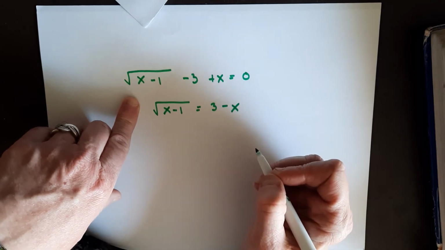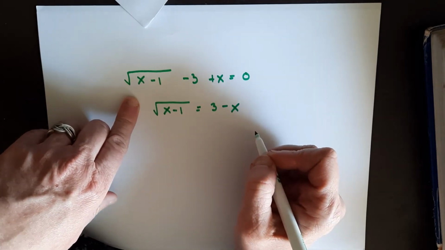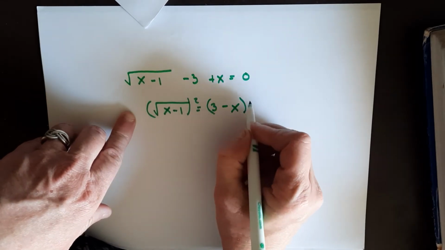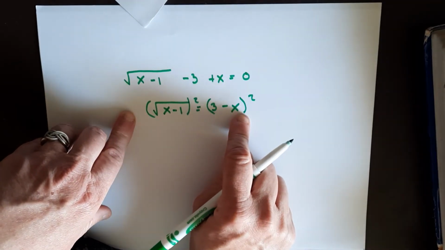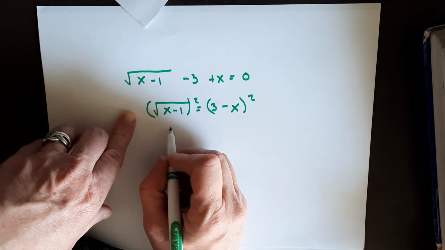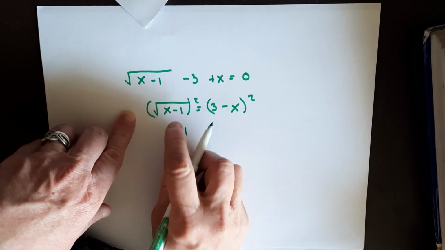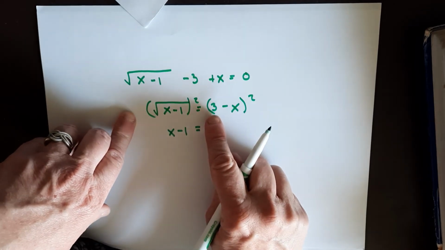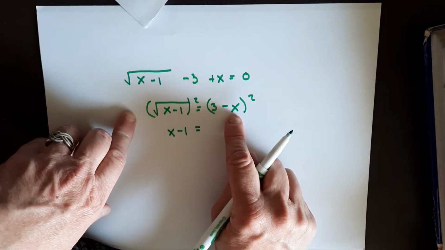Now we want to square each side. We're going to square this, and we're going to square this, making sure, again, that we put that in parentheses. So the square root of that is just x minus 1. It's just whatever is underneath the radical sign. And now we have to remember, how do we do 3 minus x squared?